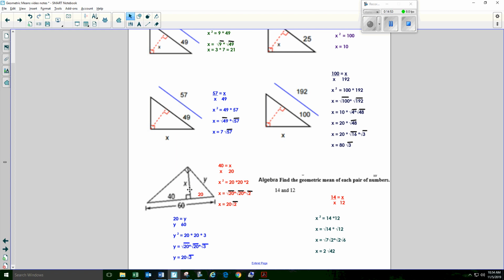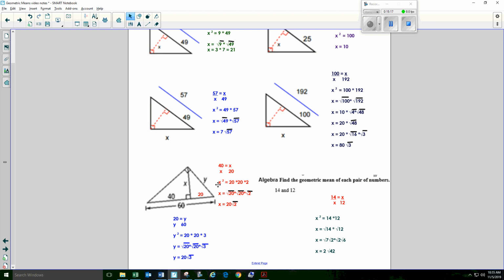Okay, so again, I solve for X first, so that goes on my mean spot. The two segments that touch right there are the 20 and the 40. So I did 20 and 40. Okay, cross multiply, X squared equals 20 times 40. Notice what I did: I didn't write 40, I wrote 20 times 2. The reason I did that is because if there's ever two of the same number that go into it, I want to write it and break it down like this.